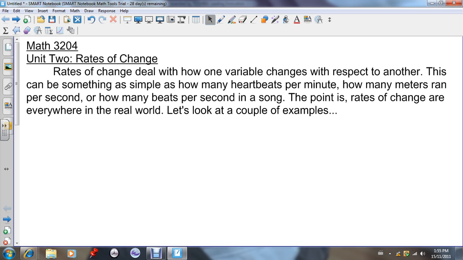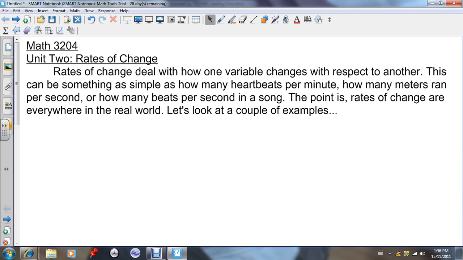It can be something as simple as how many heartbeats per minute, how many meters ran per second, or how many beats per second in a song. It is always something per something. A rate of change looks at an increase or decrease over a certain amount of, usually, time, meters per second as usual. We dealt a lot with meters per second in Unit 1, but it's more or less how one thing is affected over a certain amount of time or whatnot. I can't really think of anything other than time right now, but there can be many different scenarios.